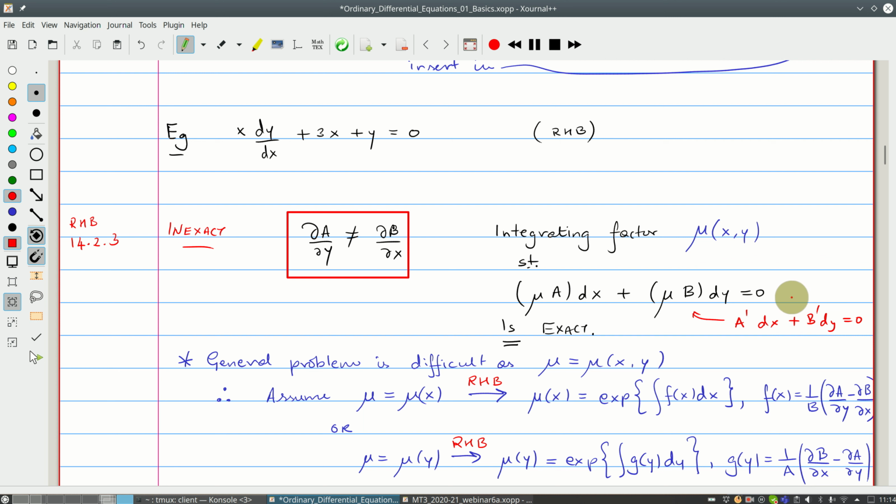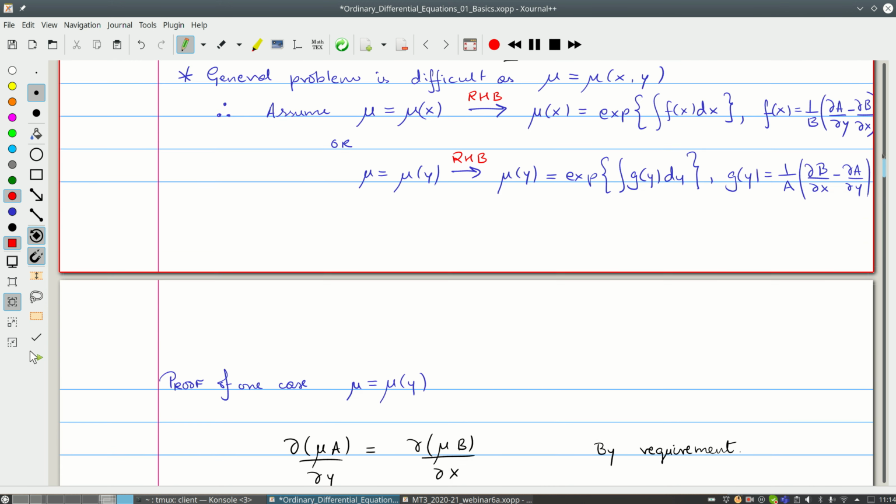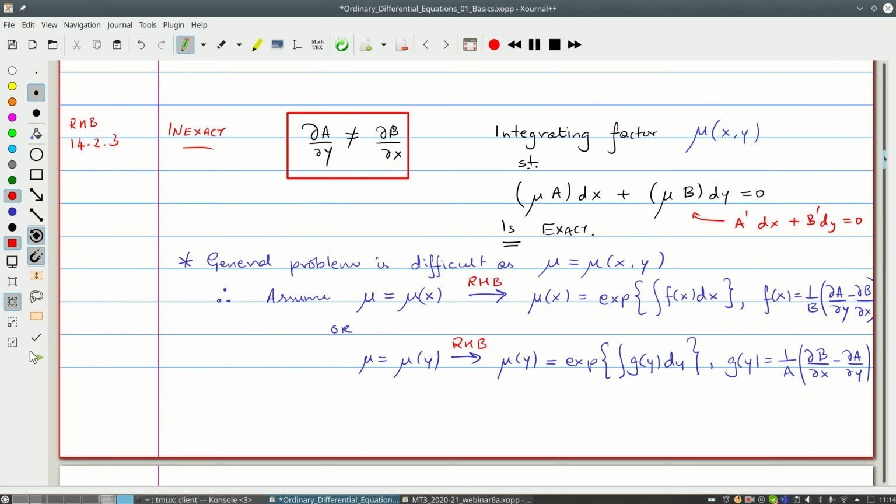Now the entire proof of how this works is in Riley's book, so I'm not going to go over it here. Actually, I do go over it, but let me just summarize the main results before we do anything further. Riley concludes that the general problem of finding mu as a function of x and y is difficult. Instead, what we can do is to assume that mu is either a function of x only or a function of y only. This may not work, but we can always try it.